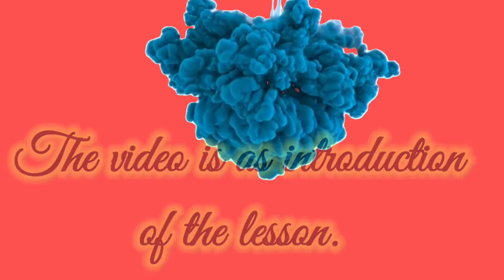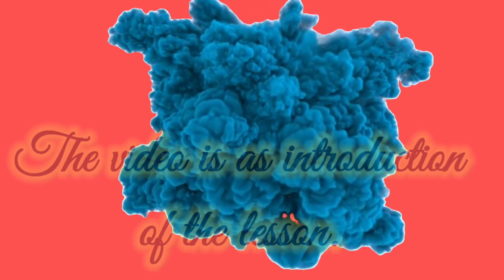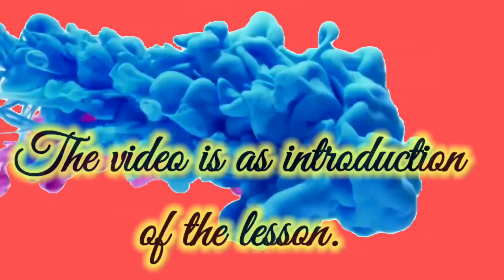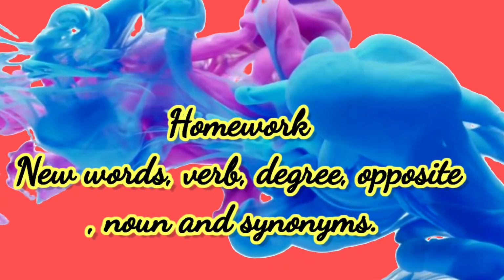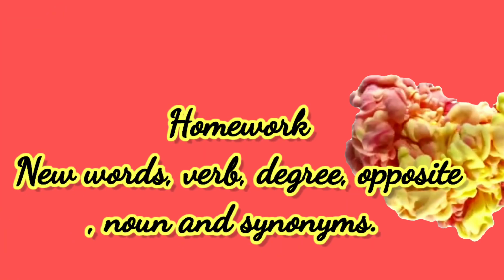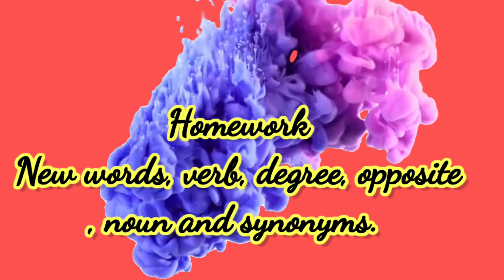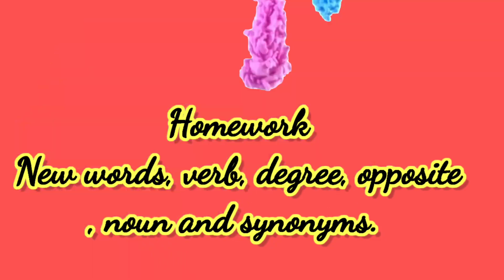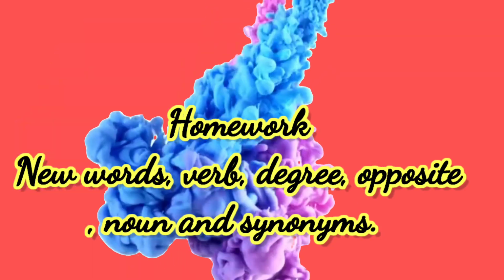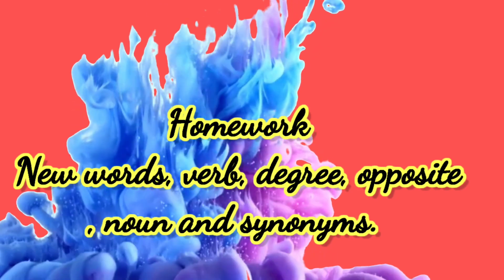Work on the new words. New words you will have to write two times, and then you have to do the verb, degree, opposite, and then noun, and then synonyms. These are the things that you have to do. But I just want to request you once again to read the complete lesson twice, and then write the words' meanings, learn the words' meanings, and do the homework. New word, and then verb, degree, opposite, gender, that is all you have to do.